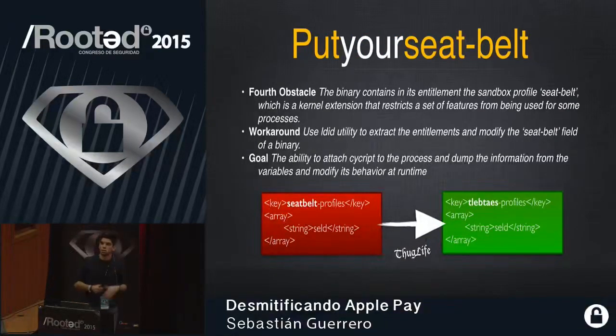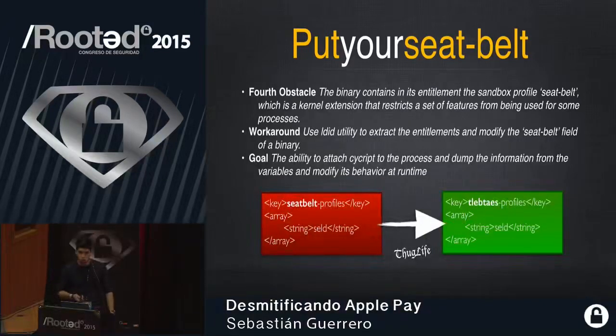do a dumping of the classes and methods. I can identify which ones are interesting for me, which ones I can hook. And now I got a problem. When I'm going to touch them, my phone crashes and reinitializes, because all system binaries are compiled with the seatbelt, which is a kernel extension that restricts a set of features from being used by some processes and how I interact with them.